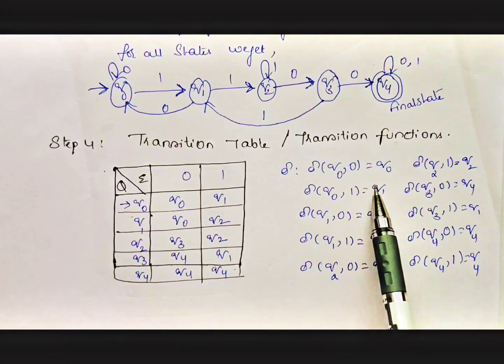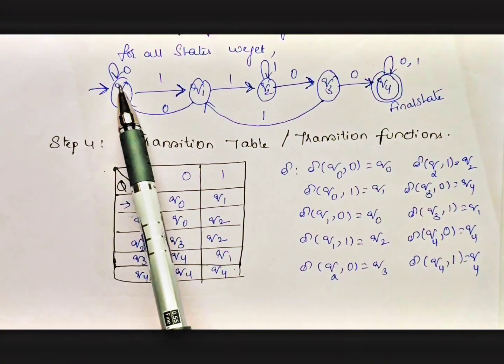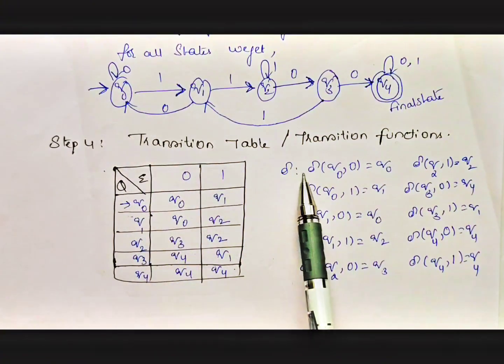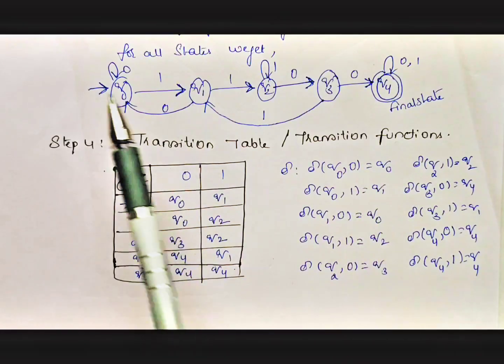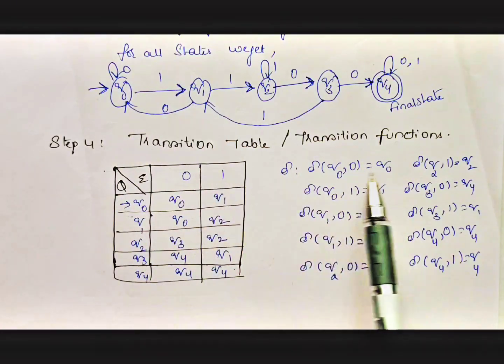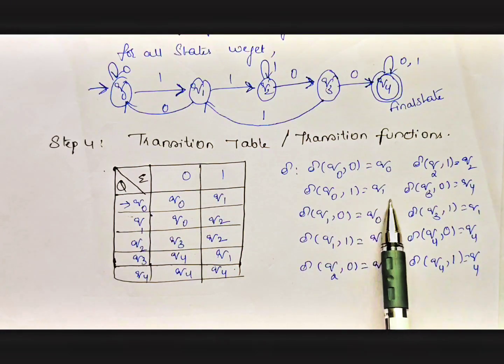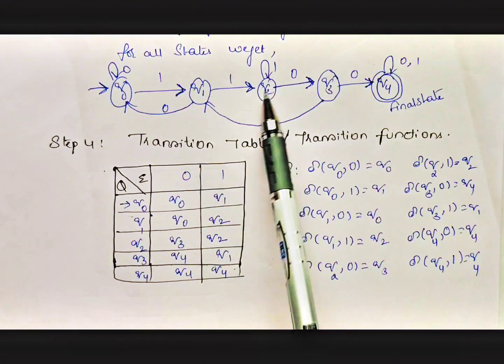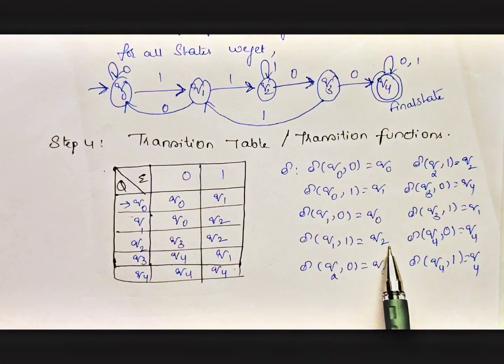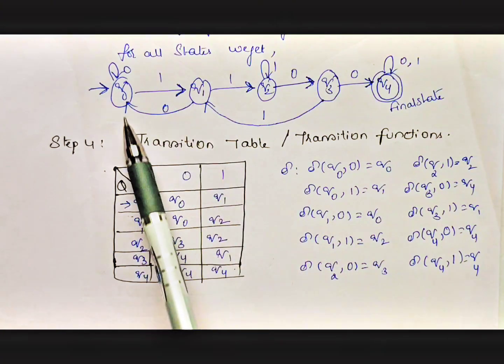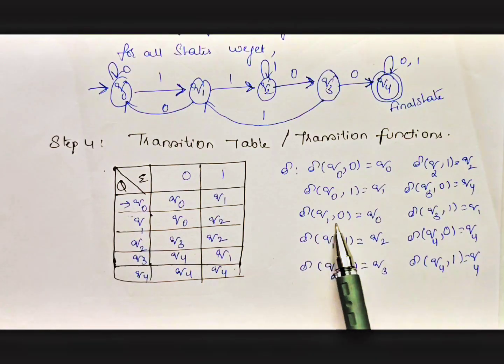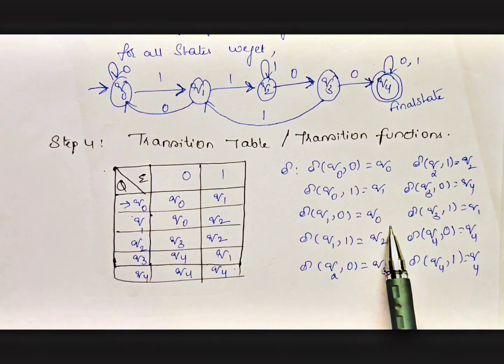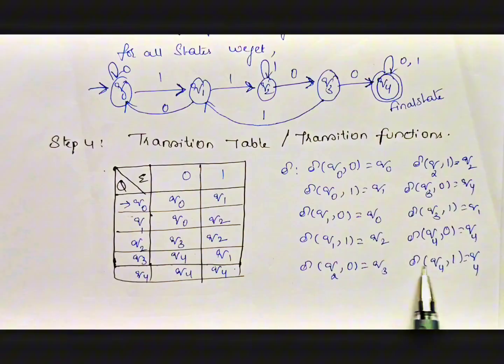And the transition functions can be written as Q0 on 0 is moving to Q0, so delta Q0 on 0 is equal to Q0. Q0 on 1 is moving to Q1, so delta Q0 on 1 is Q1. Q1 on 1 is moving to Q2, so delta Q1 on 1 is Q2. Q1 on 0 is Q0, so delta Q1 on 0 is Q0. In the same way, we have to generate all the transition functions.